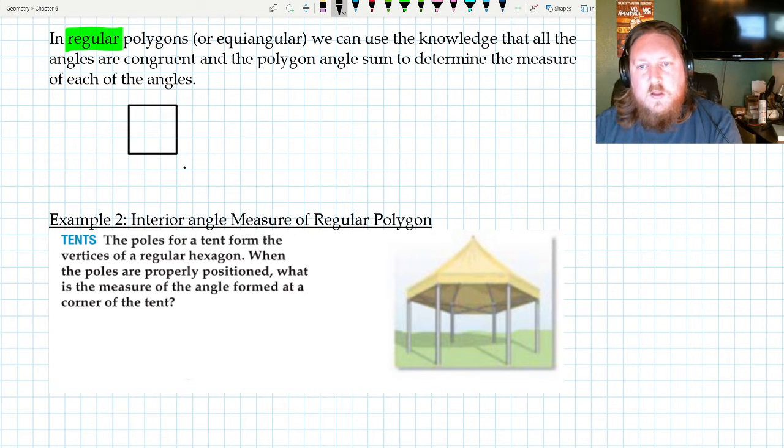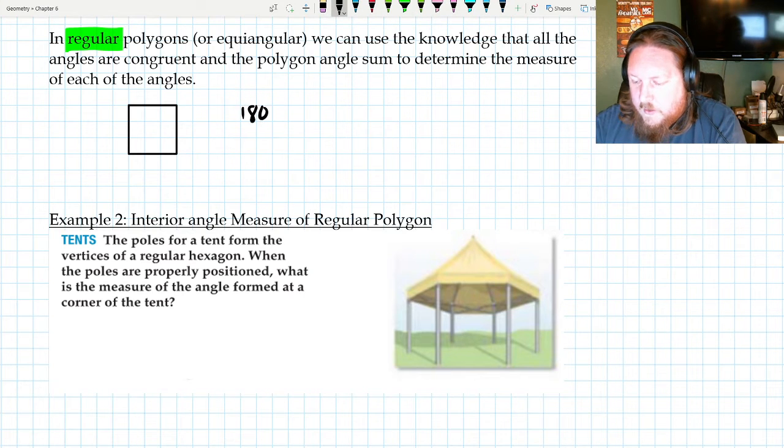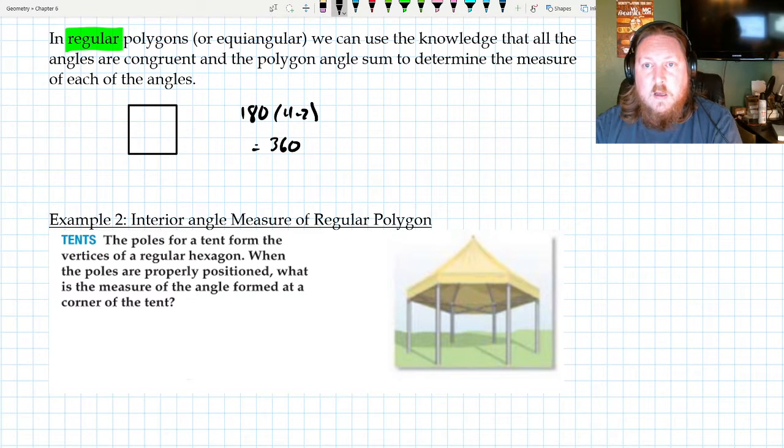I know that the sum of the interior angles is 180 times (4 minus 2), or, if you haven't picked it up by now, this is one you'll probably memorize, 360. Since I know all those angles add up to 360, I just need to divide it by the number of sides there are, 4. And then I figure out that each angle is worth 90 degrees.